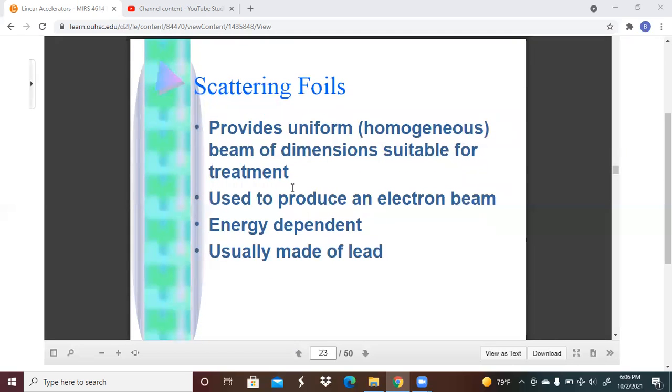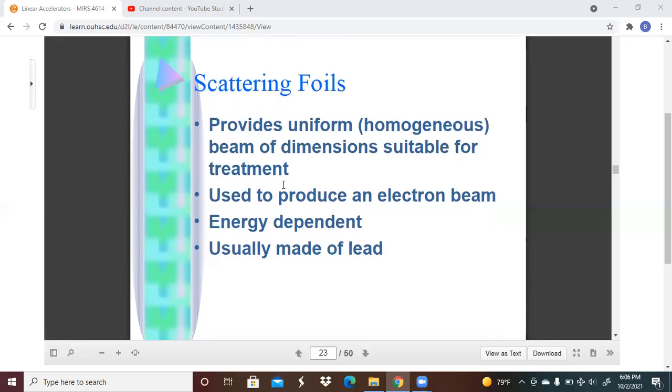And then we also have scattering foils. They provide a uniform or homogeneous beam of dimensions suitable for treatment. Used to produce an electron beam, it's energy dependent and usually made of lead.